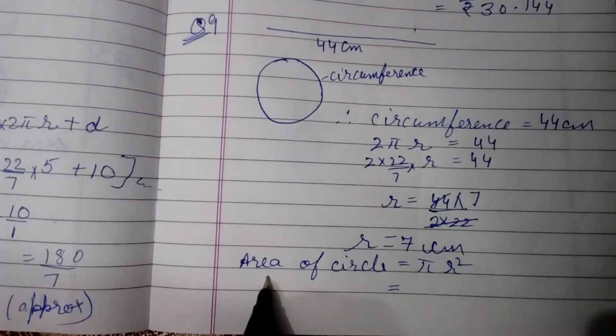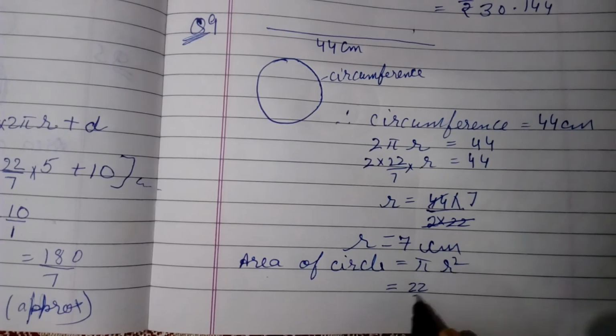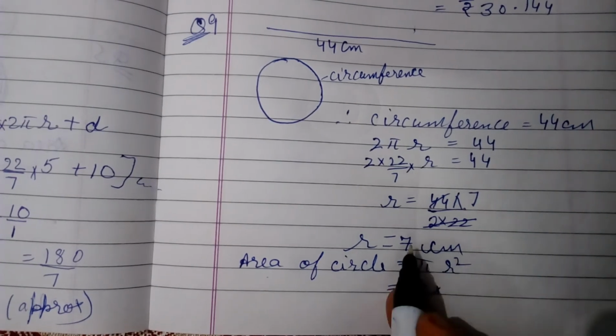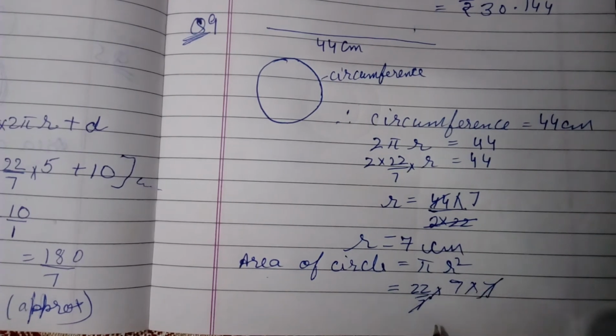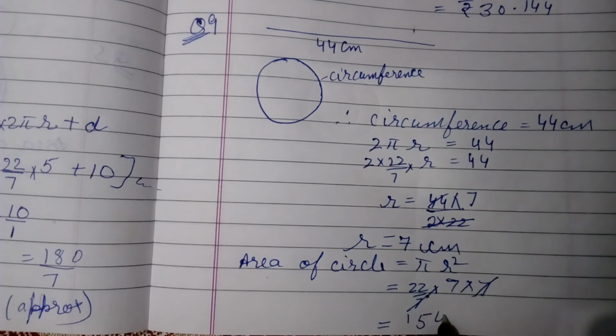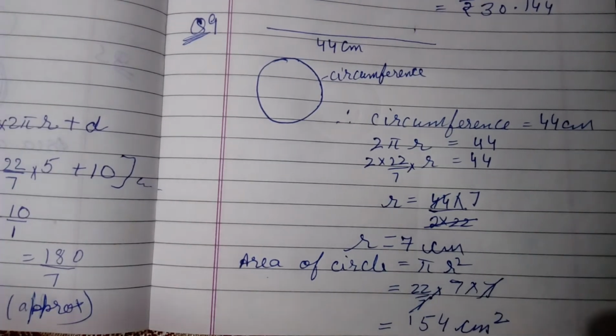Now we have to find area also, pi r square. Now r we know, 22 upon 7, r we just found out, 7 into 7, cancel, 22 into 7 that is 154. It is area, so centimeter square will be the area.